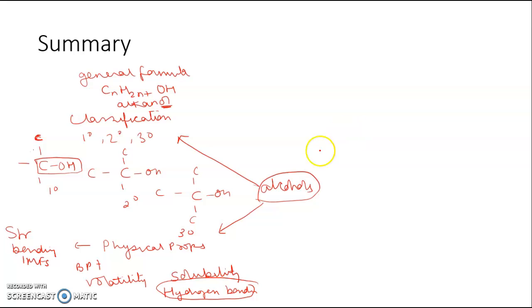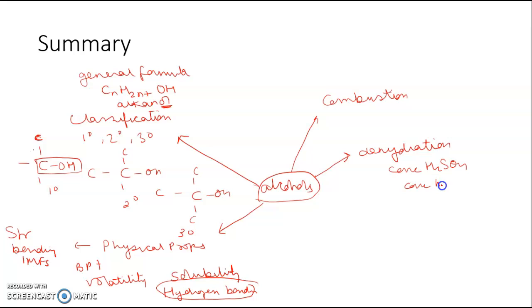In the second video, we looked into a few of the chemical properties. We looked into the combustion reactions, whereby the alcohols are burning to form carbon dioxide and water. It's a complete combustion, so they don't form much carbon monoxide there. We had also looked into the elimination reaction, whereby we had dehydrated the alcohol with concentrated H2SO4 or concentrated H3PO4, and this resulted in the formation of alkenes.